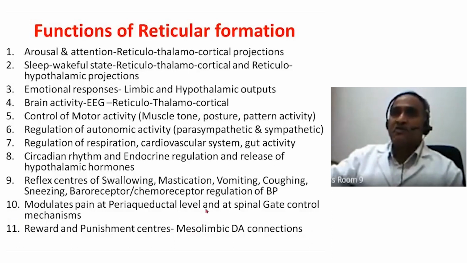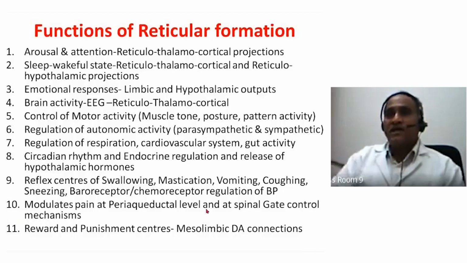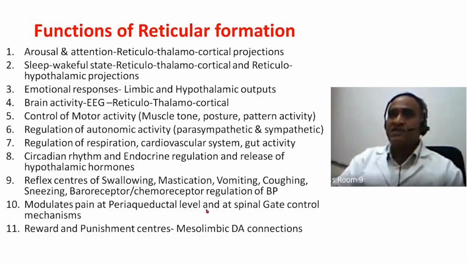Number 3, reticular system is involved in the expression of the emotions, that is emotional responses. Especially these expressions of the emotions come from the limbic and hypothalamic outputs, which are modulating the autonomic system, especially the parasympathetic through the vagal outputs and the sympathetic through the descending projections to the lateral column of the spinal cord.